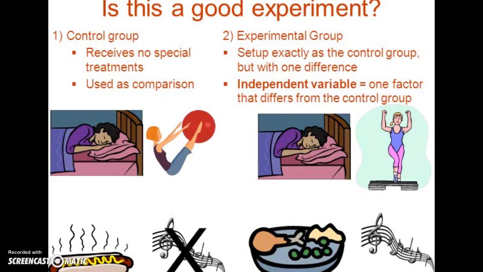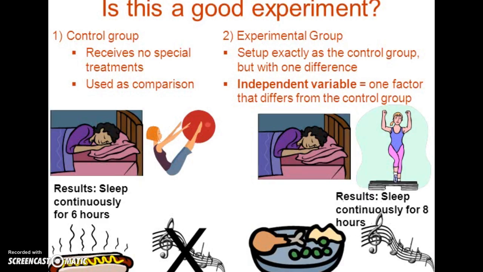After 1 month, pretend that, just like last time, the control group, on average, slept for about 6 hours before they awoke. And the experimental group slept for about 8 hours before they awoke. I hope you see a problem with this experiment here. The results of this experiment would be invalid.